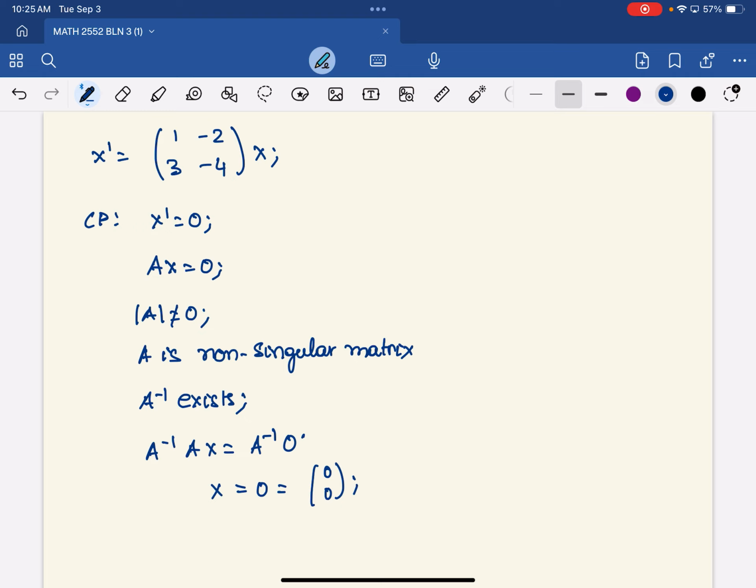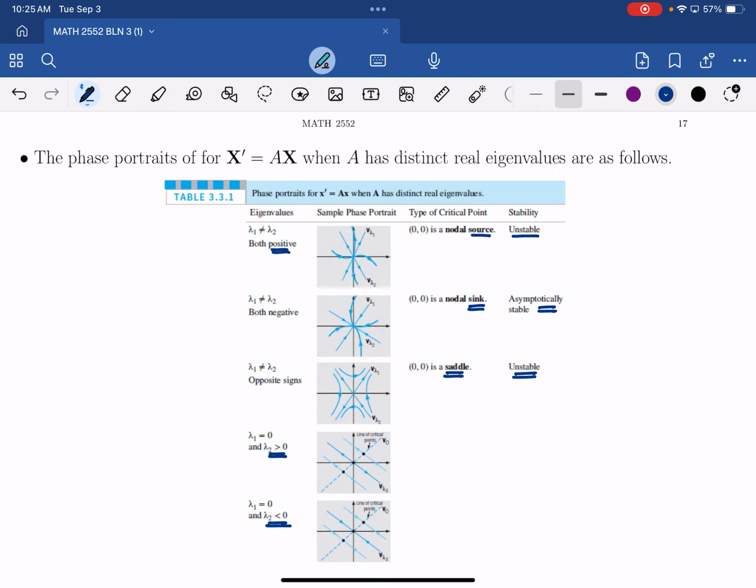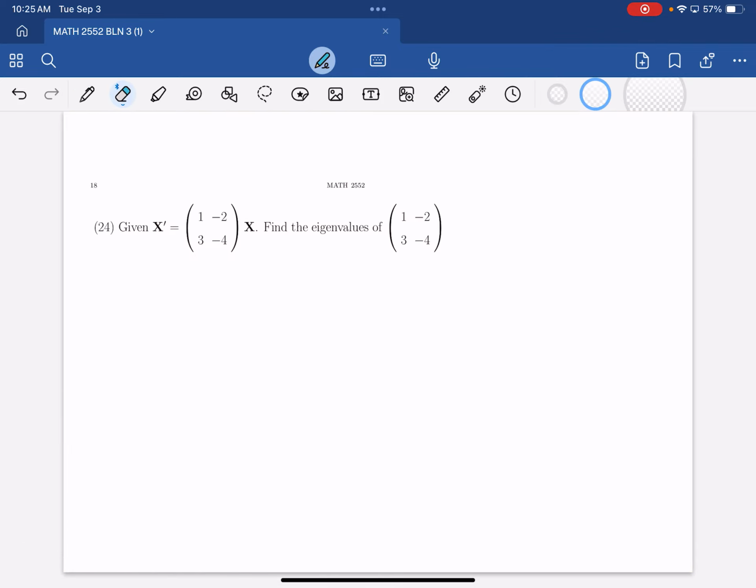Okay. So now that the critical point is the origin, which of the cases is it? I have 5 possible scenarios. Which scenario does it fit into? That's the question that we have. Okay. So now let's go ahead and find the eigenvalues. So how did you find eigenvalues? Determinant of A minus lambda I equals 0. Is that what you did?